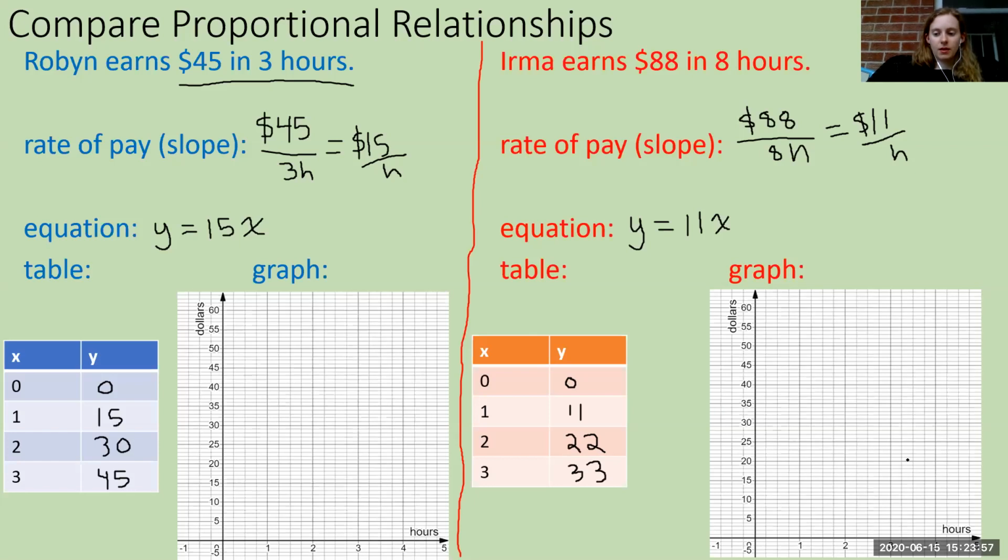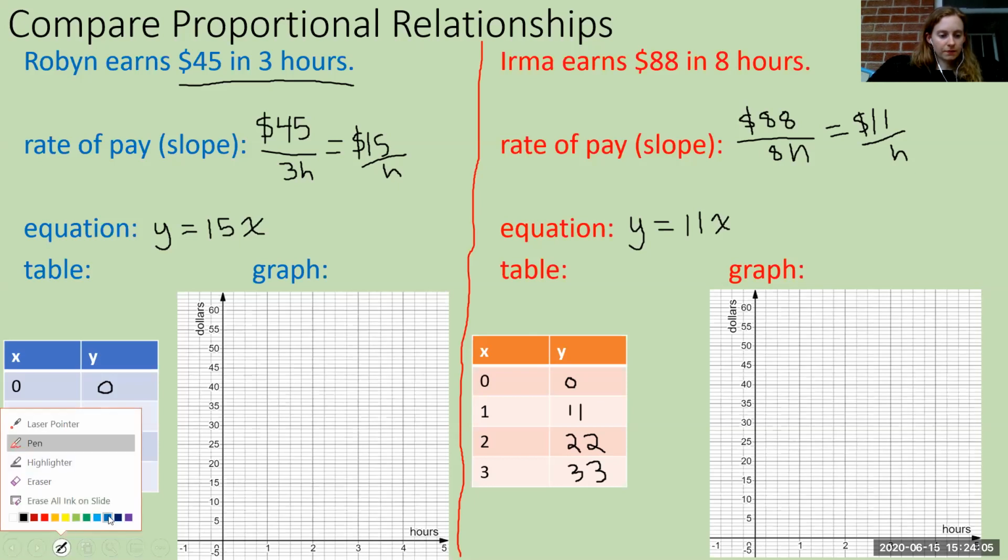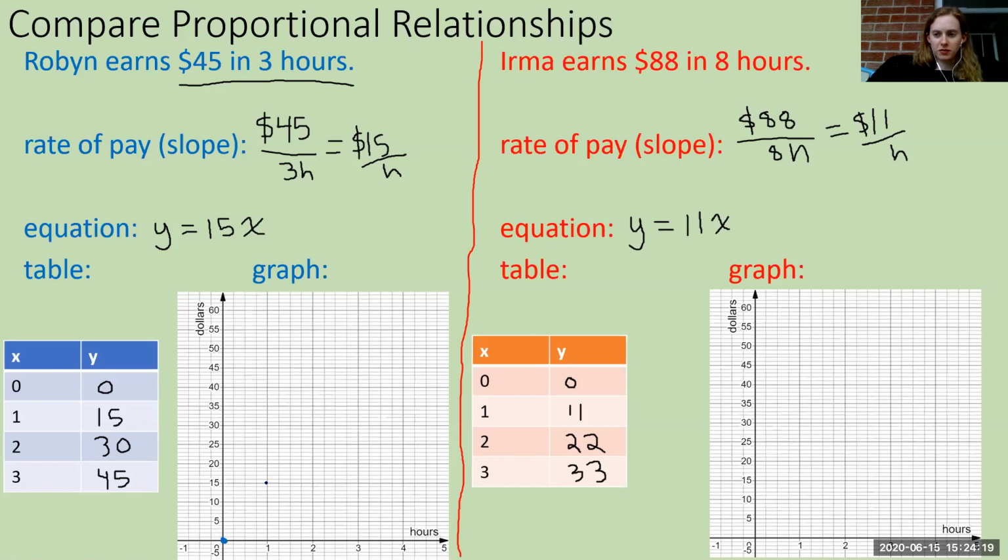Okay. And then let's take a look at graphs for these ladies. So for Robin, she works 0 hours, she can make $0. So I'm going to put a point at 0, 0. 1 hour, she's going to earn $15, not work $15. So I've got a point here at 1, 15. We've already seen this graph, right? So 2 hours, 30, 3 hours, 45, 4 hours, 60, and so on.